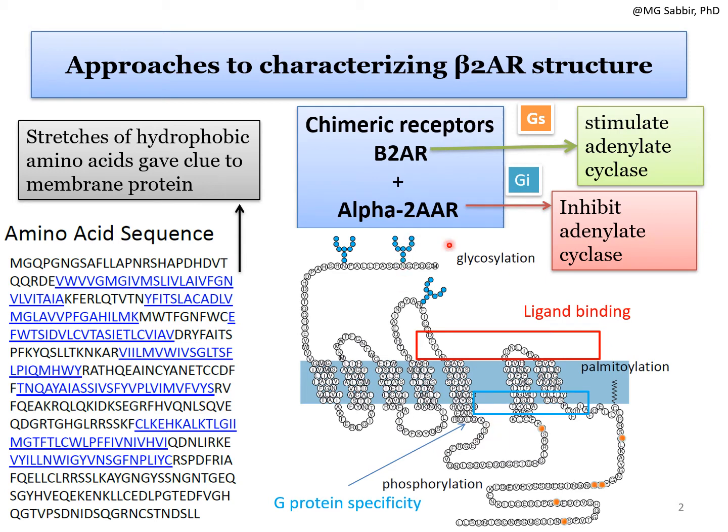This is because the beta-2 adrenergic receptor and alpha-2 adrenergic receptor can both bind to epinephrine, or adrenaline, which is a hormone and neurotransmitter that signals through G proteins and acts on adenylate cyclase. But the interesting difference between these two GPCRs is that beta-2 adrenergic receptor stimulates adenylate cyclase by recruitment of Gs, whereas alpha-2 adrenergic receptor inhibits adenylate cyclase by recruitment of Gi. Thus, they have completely opposing effects on adenylate cyclase activation.